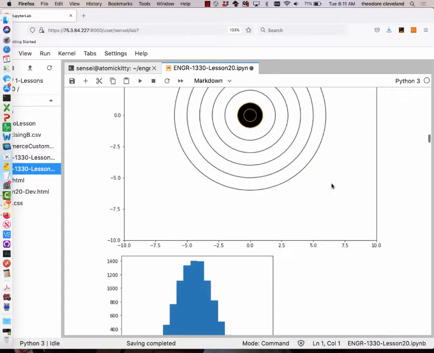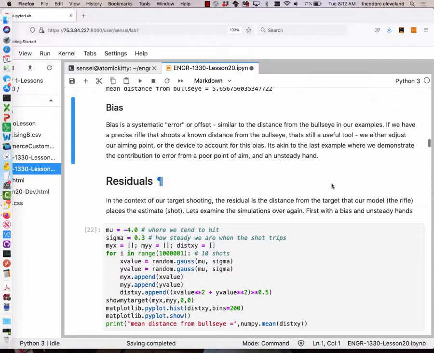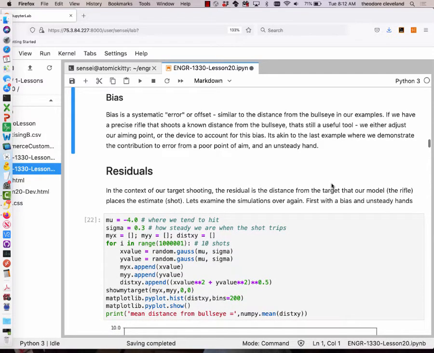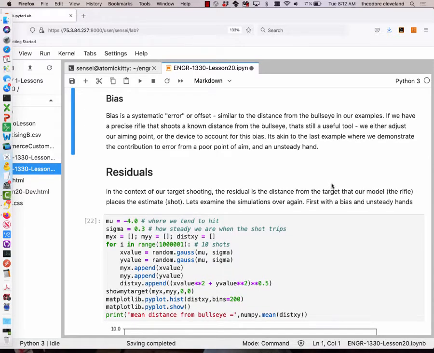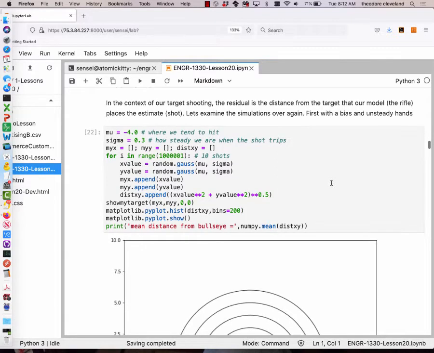Okay, so now the last part, we obviously want to get it focused in. So the next concept is bias, and we tend to measure bias, which is what the offset is from what it should be, using our friends, the residuals. So again, in the context of our target shooting, the residual is the distance from the target to the estimate. And let's examine everything all over again.